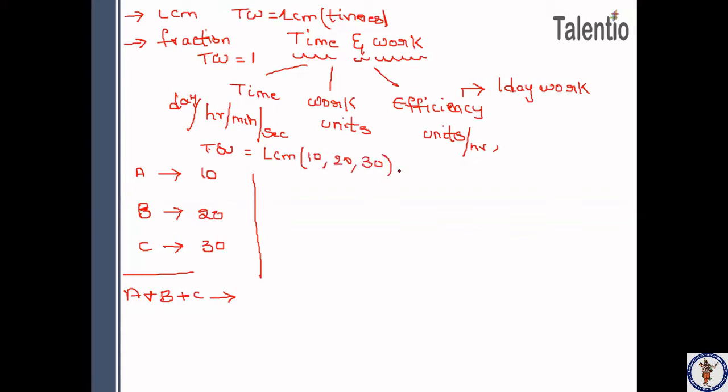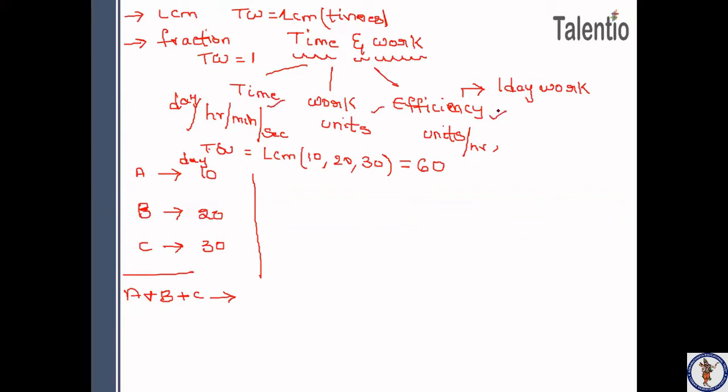So what is the LCM of 10, 20 and 30? LCM is nothing but least common multiple. So the number should be a multiple of 10, 20 and 30. So what is the number? Obviously 60. So it is total work, and the times are in days. Now, if you remember, I told the relation between time, work and efficiency.